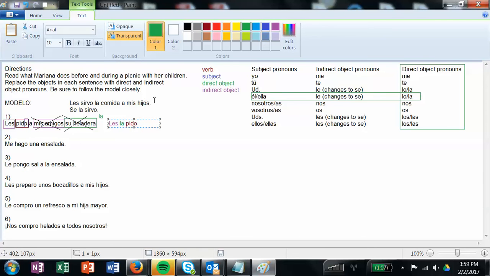Now, the other thing: whenever you have a third person indirect object pronoun and a third person direct object pronoun, and your indirect and your direct both start with L, you cannot have that. So it's supposed to be les, and if I didn't put the la there, it would be les. When this situation arises, you change les to se, only when it's followed by lo, la, los, or las. So the answer to this first one is se la pido.